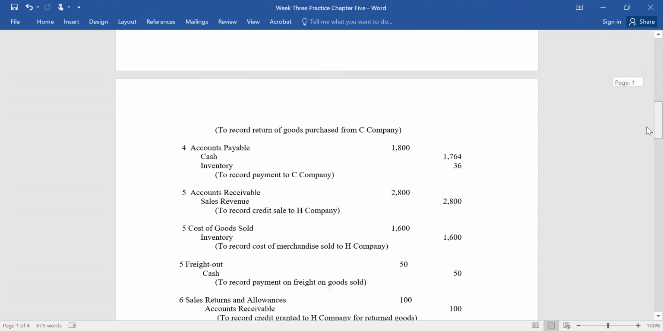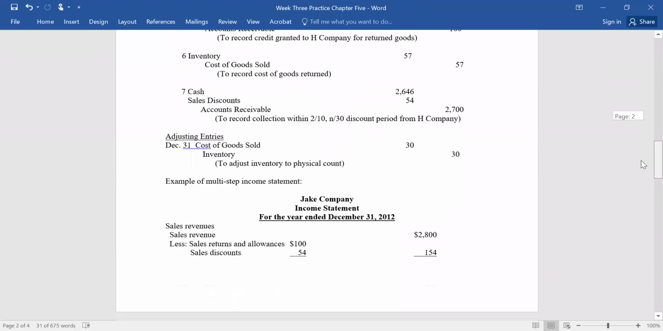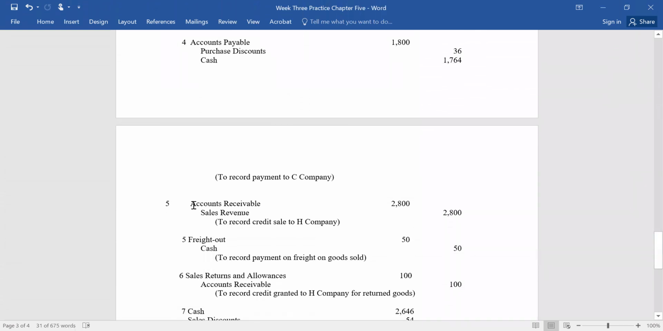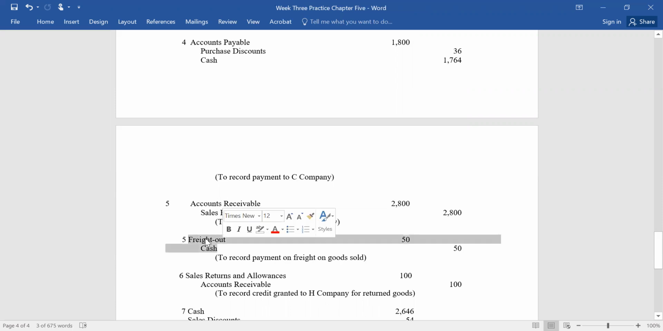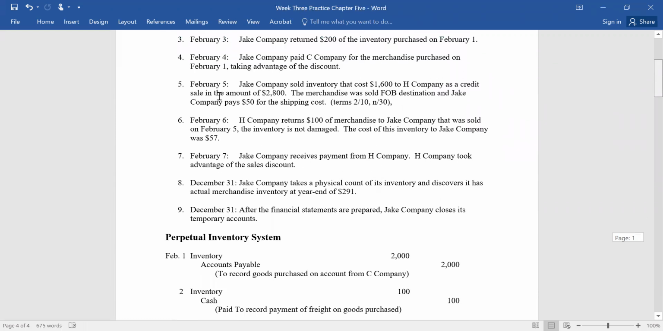So if you look at what we did in the fifth entry, we had two entries, right? One to account for the sale, one to account for the cost. If you look at the periodic, that fifth item, we're not accounting for the cost here. The only item that we're accounting for right now is for the account receivable and the sales revenue. We do, of course, account for the freight out also. Sixth item. H returns 100 of merchandise to Jake. It's not damaged. Cost of the inventory was $57.